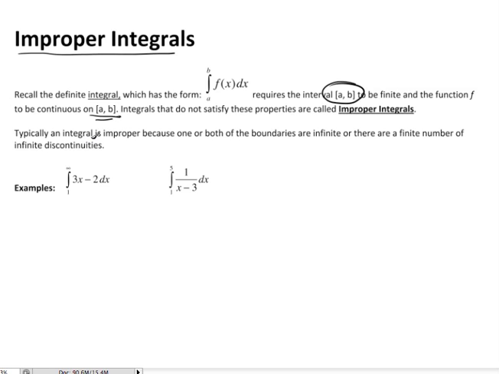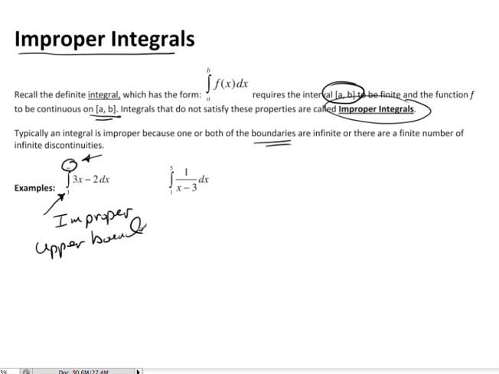Now, integrals that do not satisfy these properties are called improper integrals. Typically an integral is improper because one or both of the boundaries are infinite, or there's a finite number of infinite discontinuities within the boundary. As an example here, I'm integrating from 1 to infinity, and there's the problem. Infinity obviously is not a real number, so this is an improper integral. It's improper because the upper bound is infinite, and there's the problem.